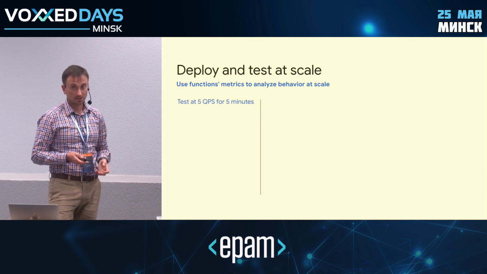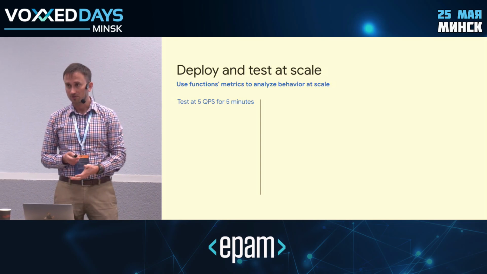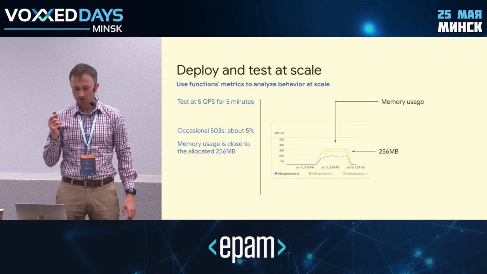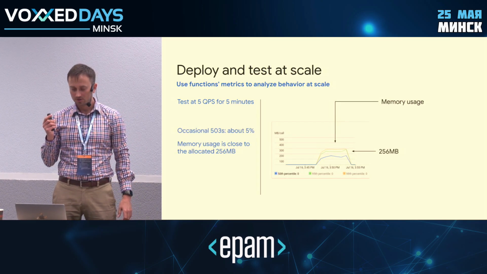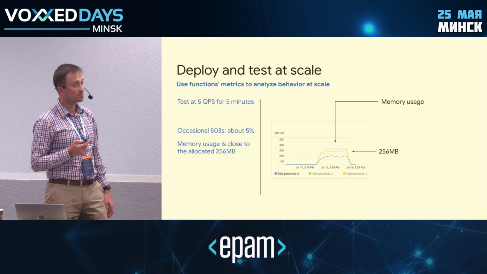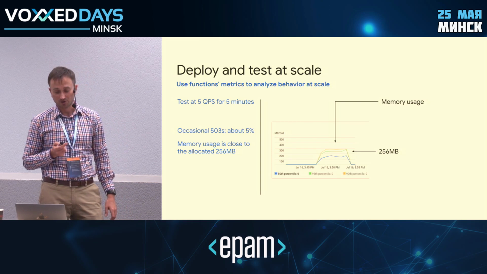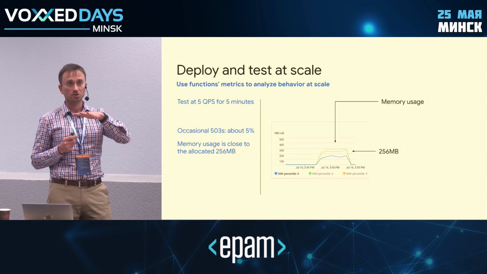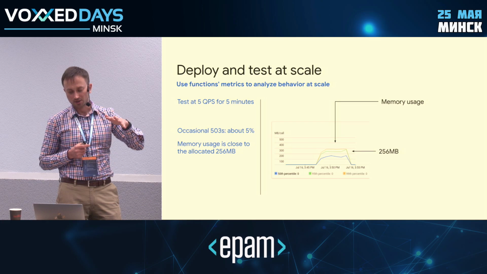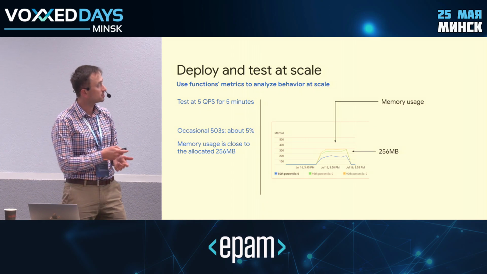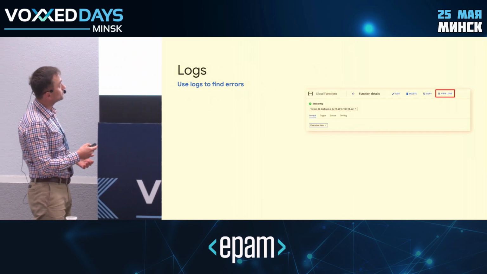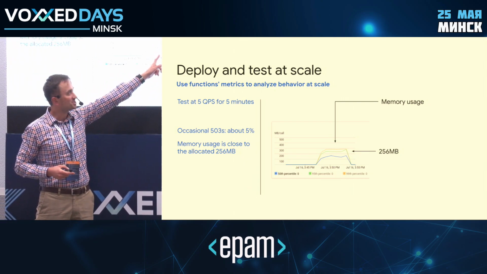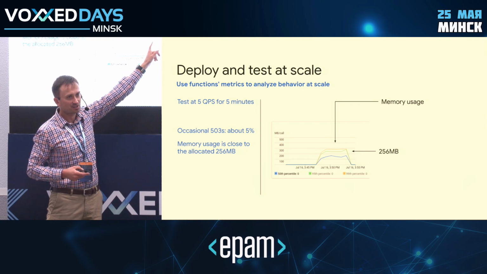Let's test it at scale, and the scale will be 5 QPS for 5 minutes. And we see it works, but it breaks in about 5%. There are 5% of errors. And on the memory plot, we see that the allocation reaches the ceiling or slightly exceeds it at high percentiles. In this plot, the blue line is the 50th percentile, and then there are 90th and 99th, I think.